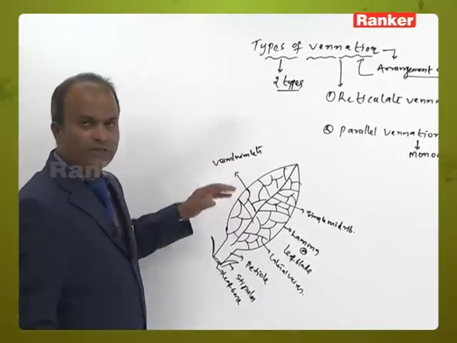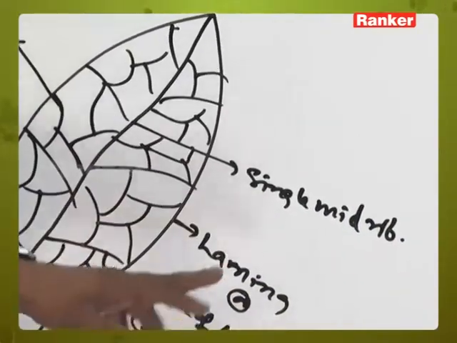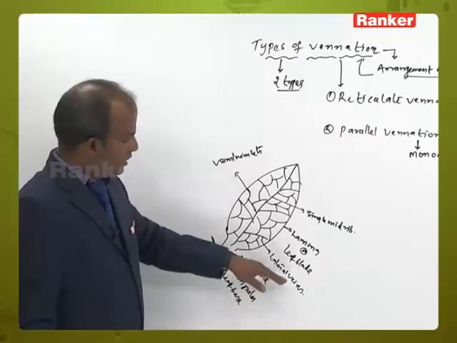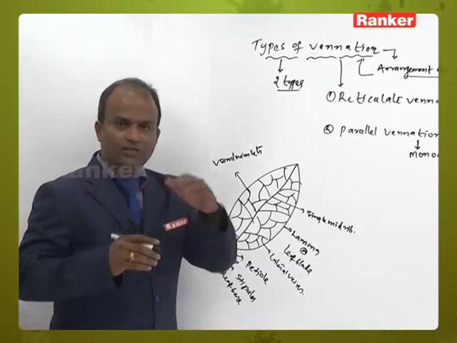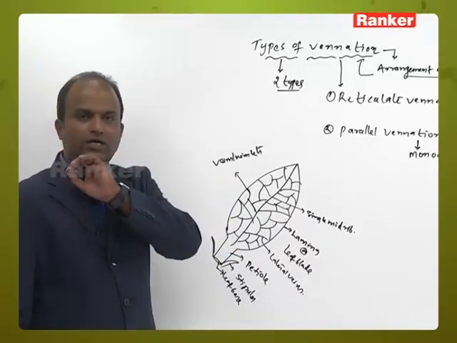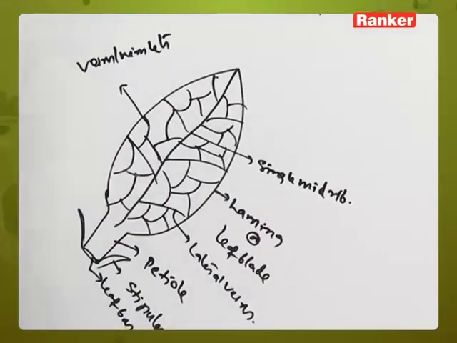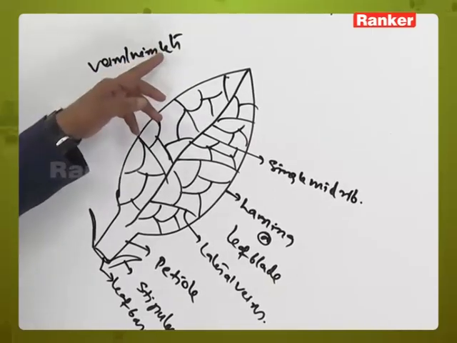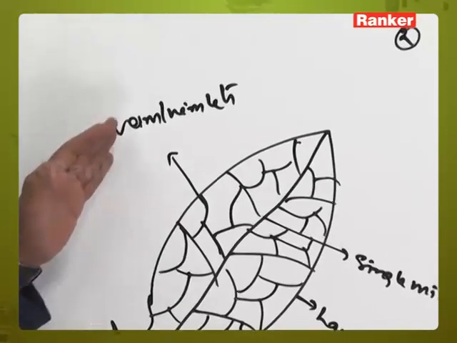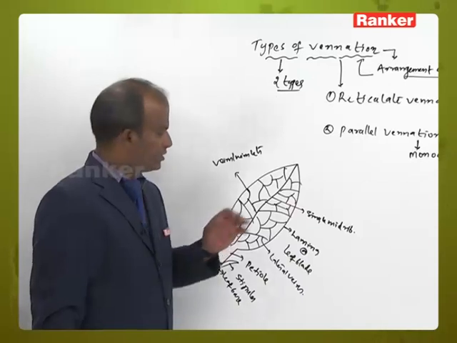Once again I am going to explain. In reticulate venation the leaf shows a single midrib. From this single midrib, lateral veins arise. Are these lateral veins running parallel to one another? No. In reticulate venation, the lateral veins are not arranged in a parallel manner, one lateral vein compared with another. And veins and veinlets develop from the lateral veins. This is reticulate venation.